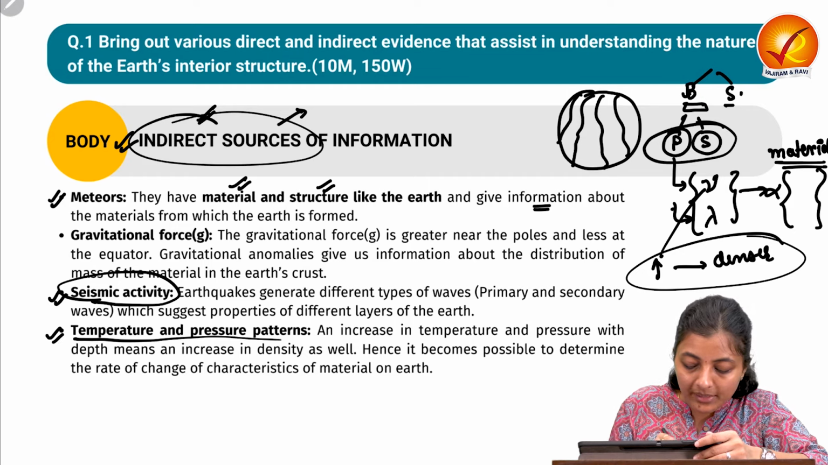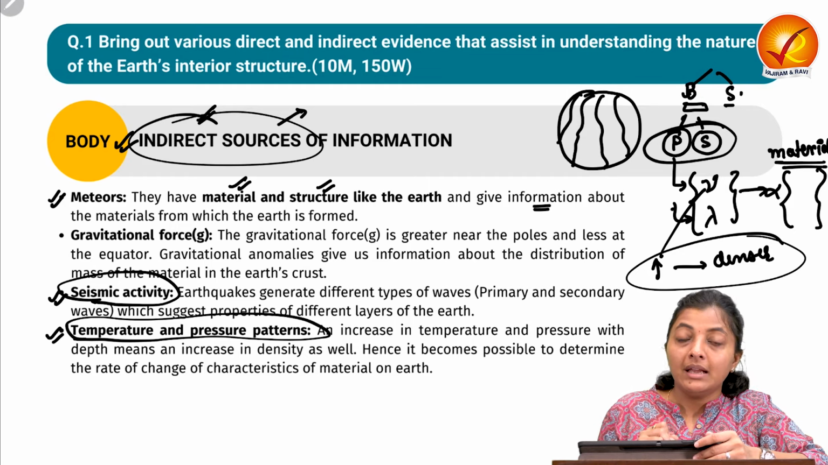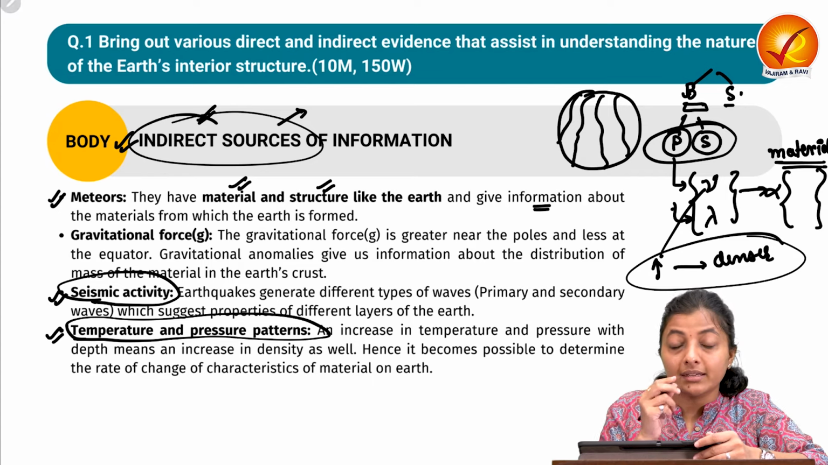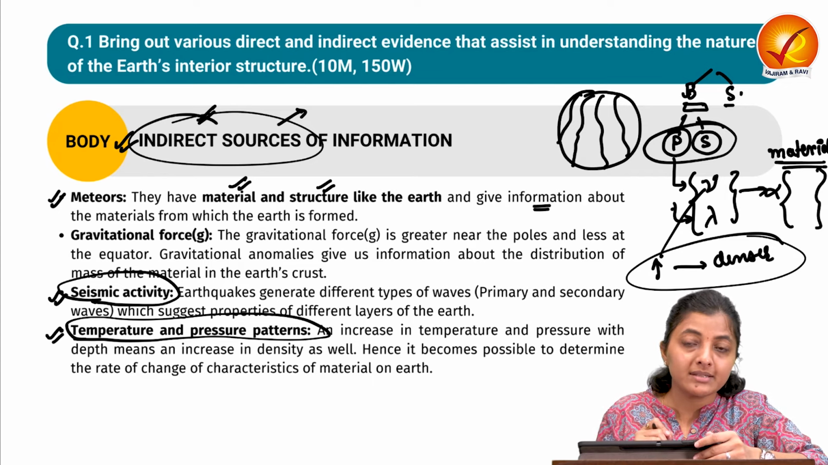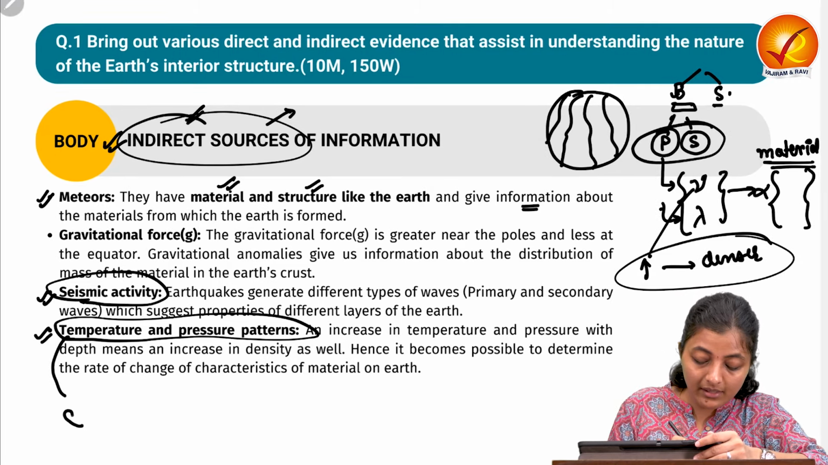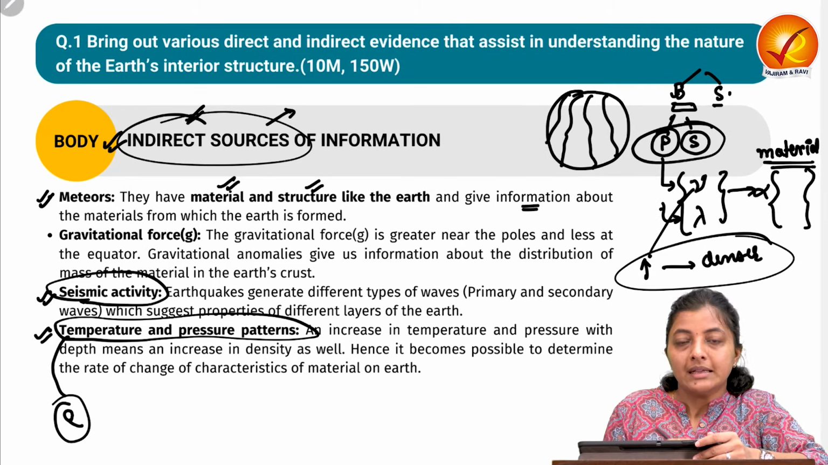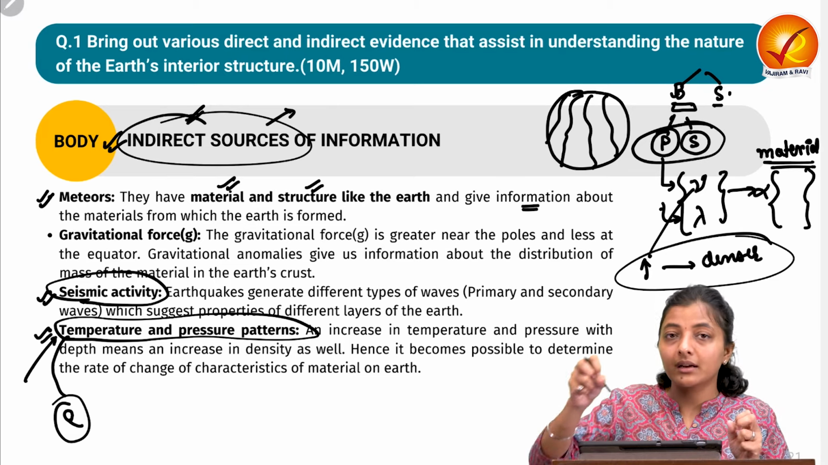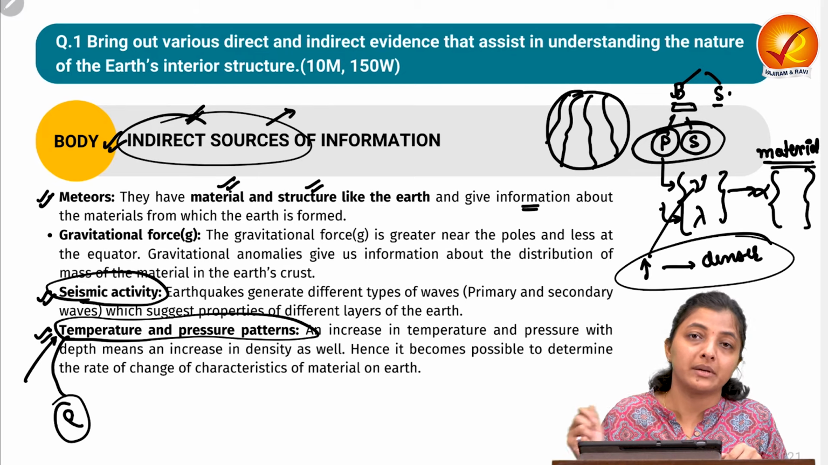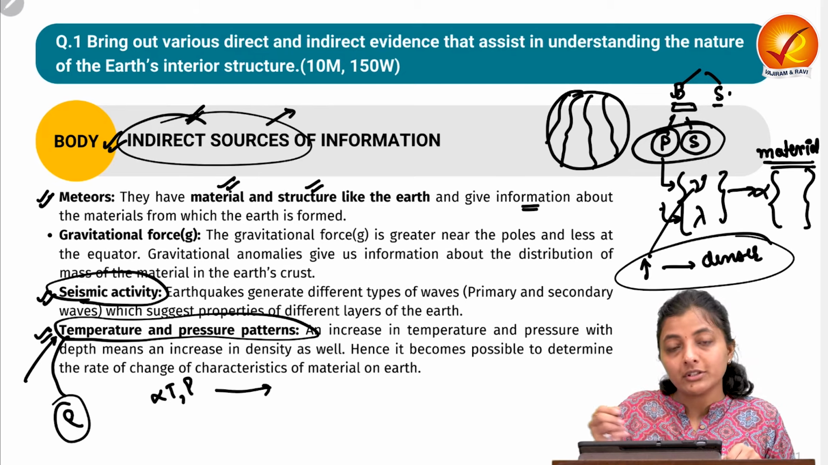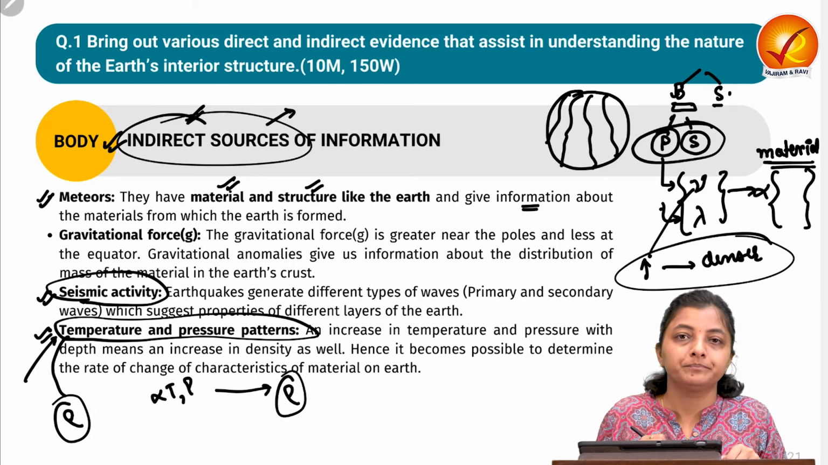Next is the temperature and pressure patterns. As we dig inside, we see that there are different temperature and pressure patterns. And if there are different temperature and pressure patterns, it means density is also changing. So by analyzing some aspects, we can conclude about other aspects also. Depending upon the temperature and pressure, we can also tell about the density.